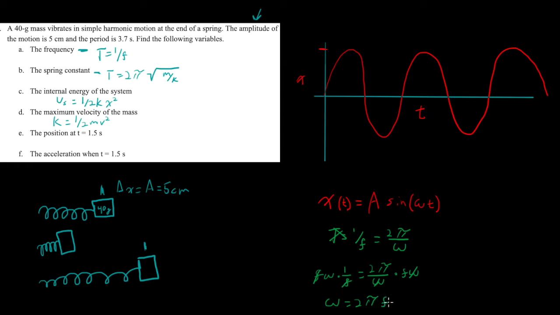So I can plug that in right here. And so the equation of my wave becomes x as a function of time equals my amplitude, which I know is 5 centimeters right there, times the sine of 2 pi frequency, 2 pi f, times time.